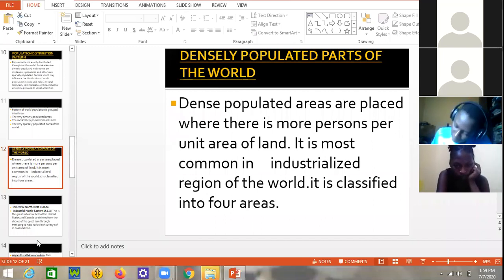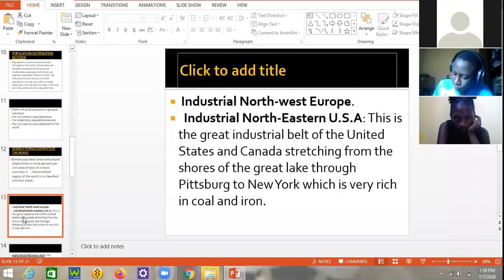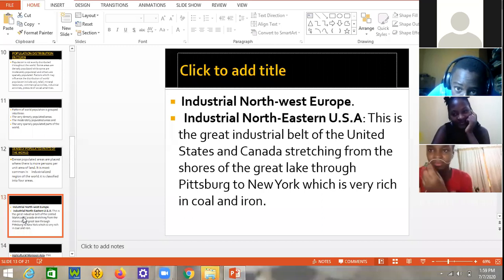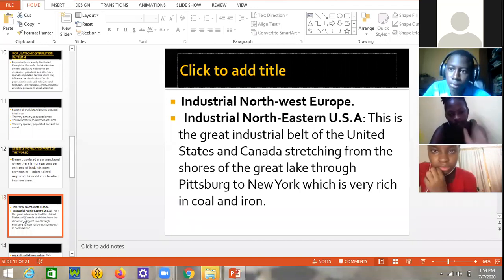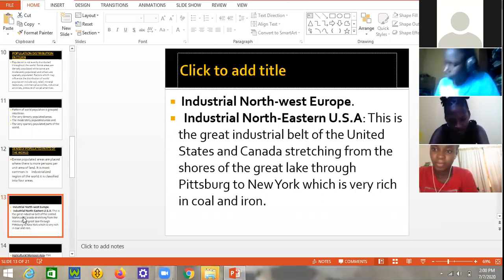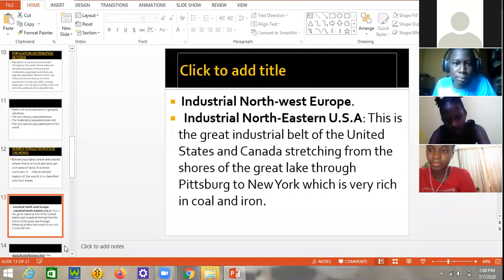So let's look at the four areas that are densely populated in the world. Number one, you have the industrial Northwest Europe. Number two, industrial Northeastern USA. Under that, this is the great industrial belt of the United States and also Canada. They also expand to places like New York, which are very rich in coal and iron. Because of the existence of these resources, those places are naturally densely populated. Is that clear? So that is number two.